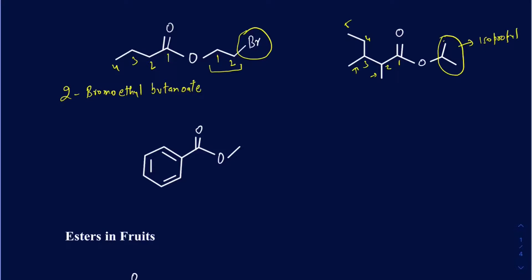So it's going to be isopropyl, and then on the second and the third position you've got the methyl group, so it's going to be 2,3-dimethyl, and then since you've got 5 carbons in the main chain, it's going to be pentanoate.